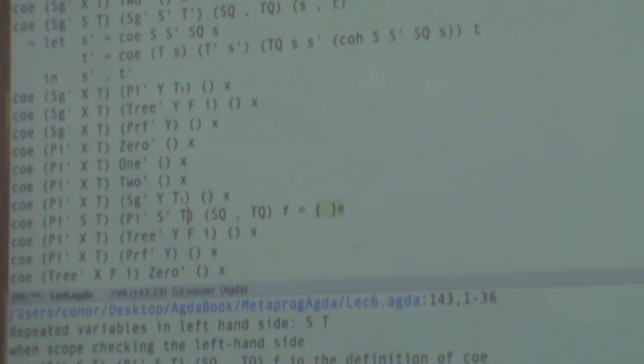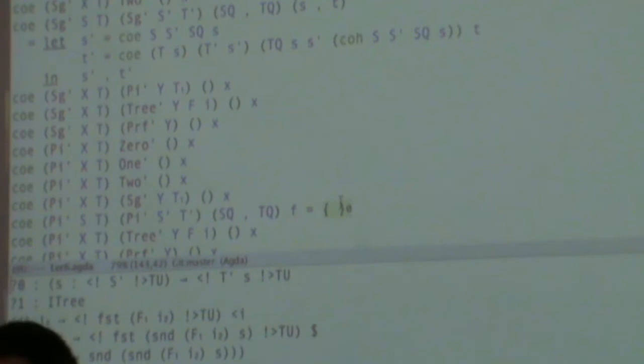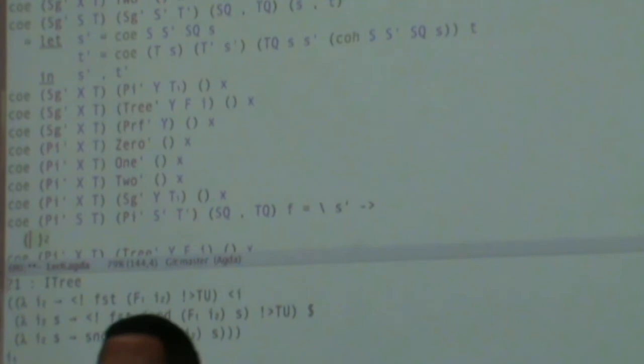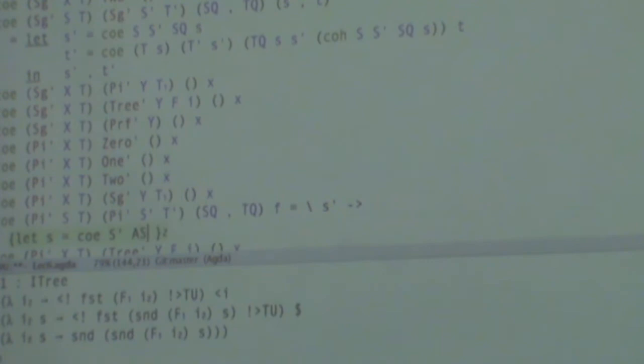Right, we get an F, and we have to produce a function. So we have someone who will give us an S prime. So what do we do? Well, now we've got to coerce the S prime from right to left. So let's do our same old let S now equal coerce from S prime to S via S cube, which, aren't we glad we made that point the other way?